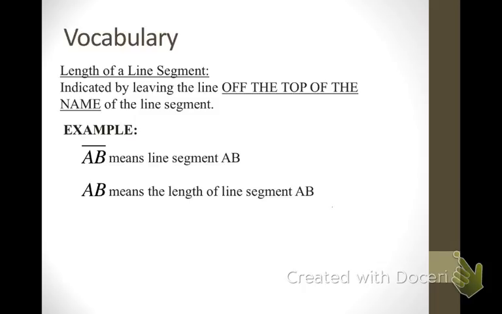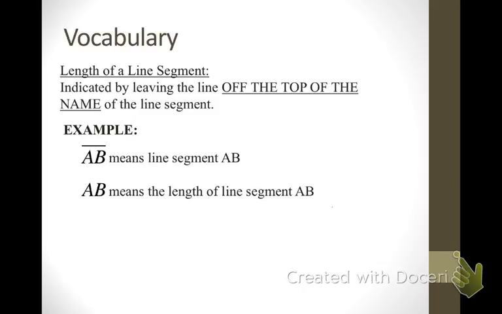So in this example, line segment AB, where I have an A and a B with a bar over it, you would read that line segment AB. But if I left that bar off and I just wrote the capital letters AB, I would read that the length of line segment AB. I need you to put a big star by this in your notes, because this is a very important notation and distinction that I will be testing you over.